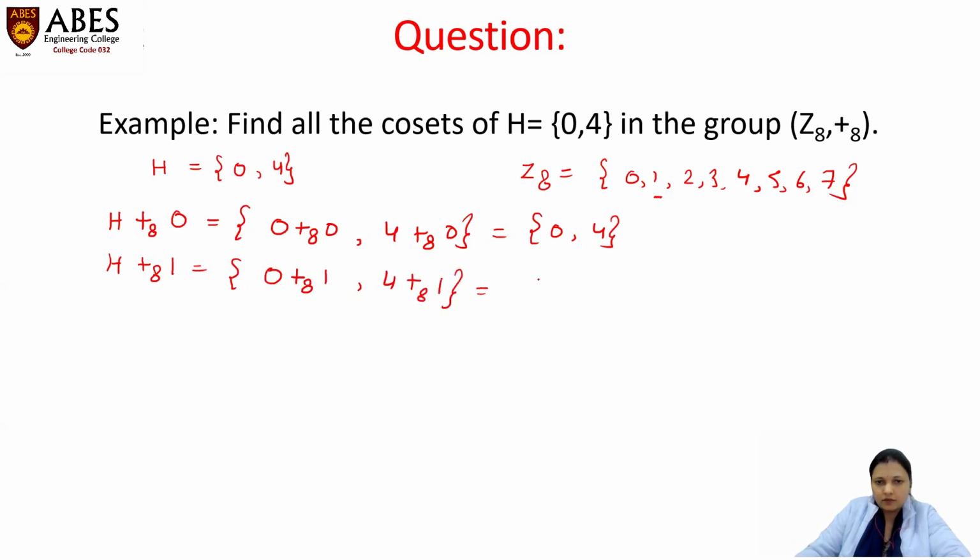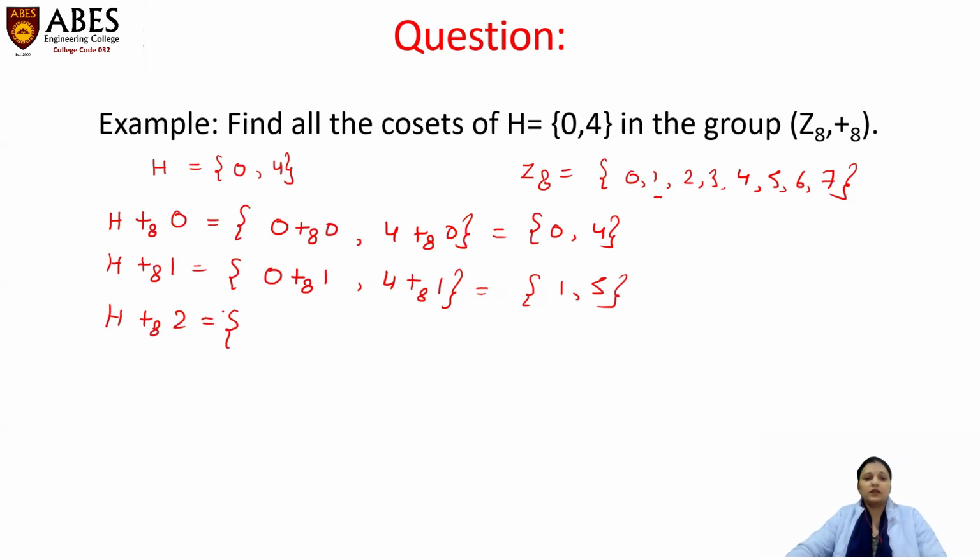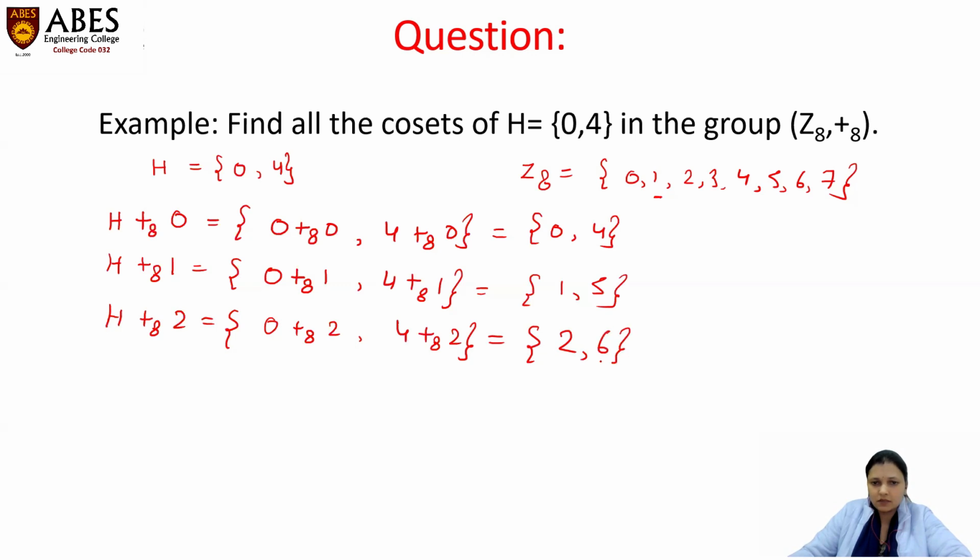So here we will get 1 and 5. Now H addition modulo 8, 2. We will continue doing this till we get a repeated set. So 0 addition modulo 8, 2, and 4 addition modulo 8, 2. So I will get the answer 2 and 6.